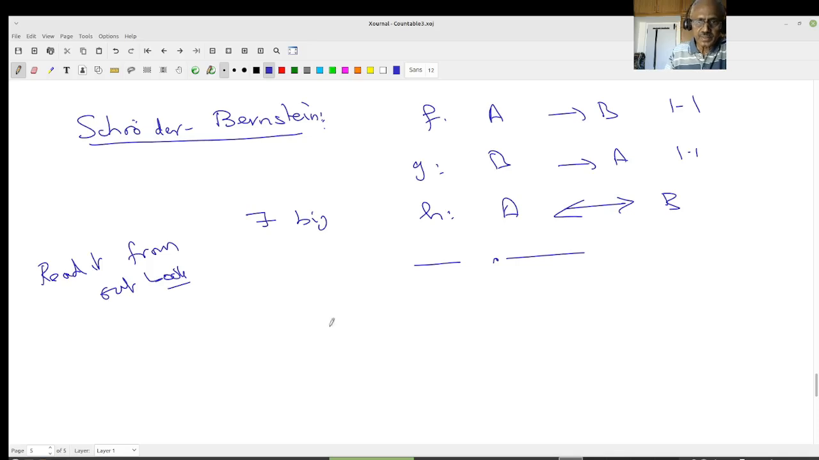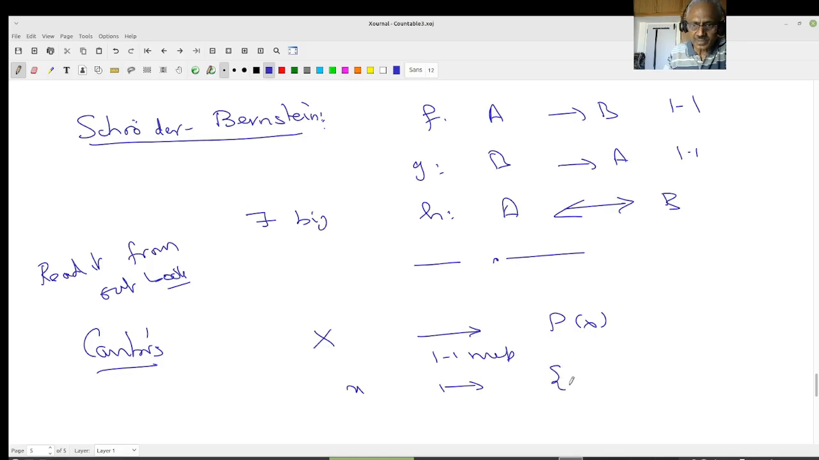And there is a theorem by Cantor. This I will prove now. Suppose X is a set. Look at the power set of X. There is a natural 1-1 map. Do you see that? Given x, what is the natural subset of X I can think of? The singleton {x}. This is a 1-1 map.